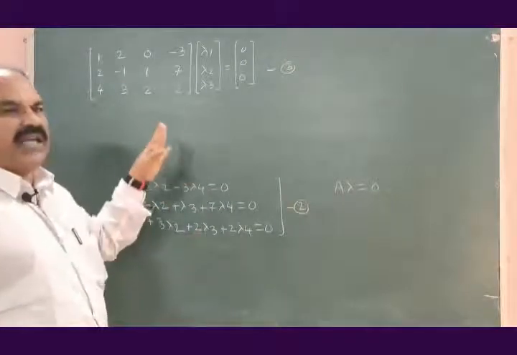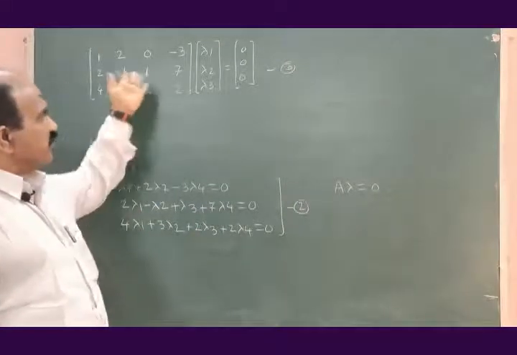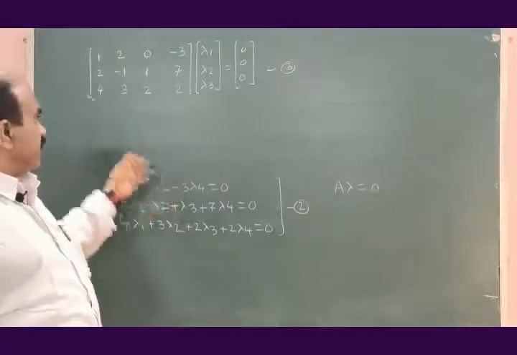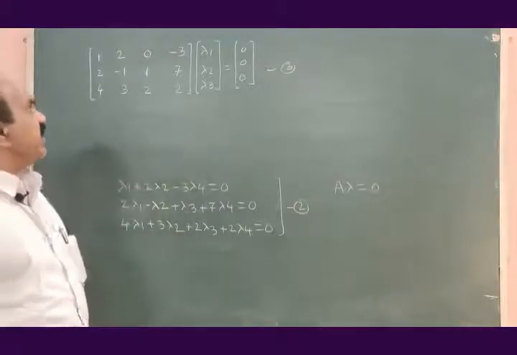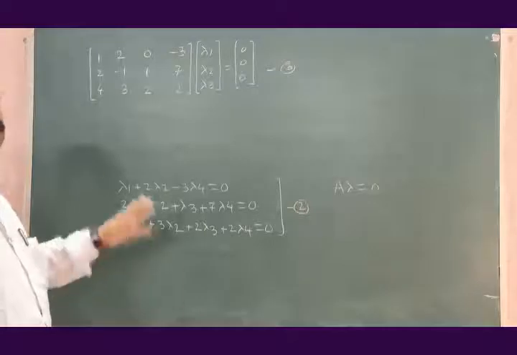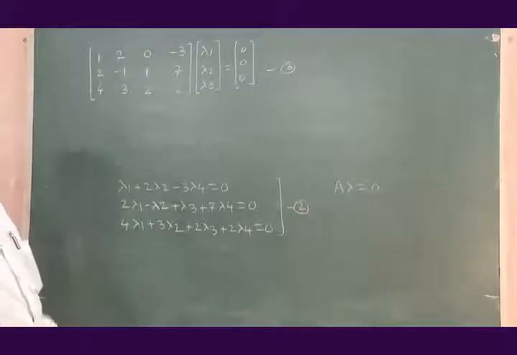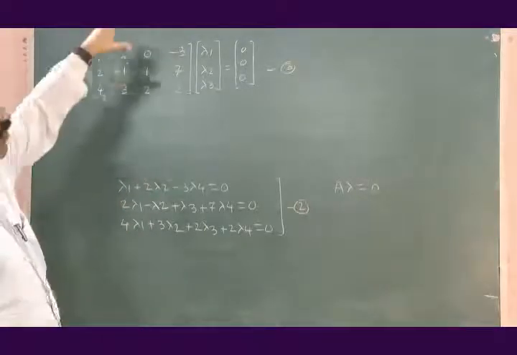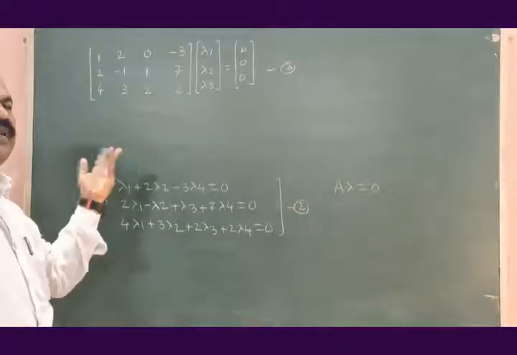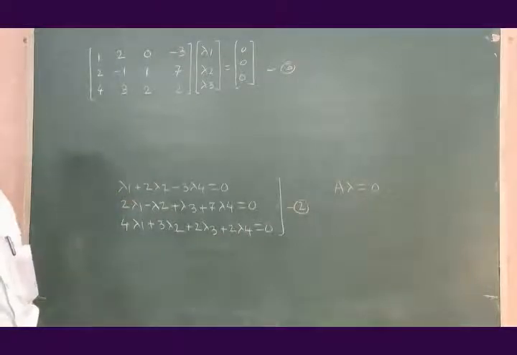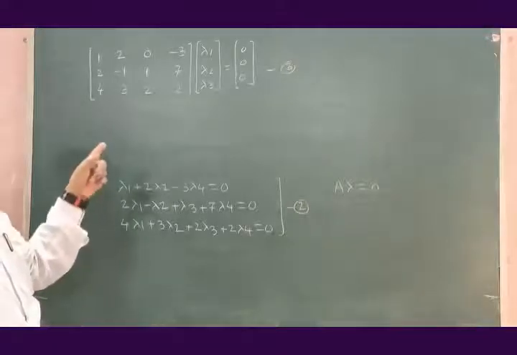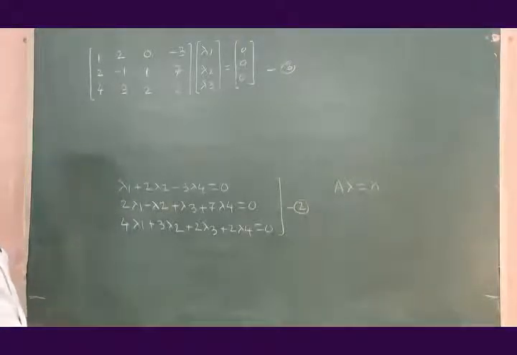Let us apply linear transformations to matrix A. Let us consider this as matrix A, which is a 3 by 4 matrix. 3 rows are there, 4 columns are there, so it will be a 3 by 4 matrix. Let us apply linear transformations to this 3 by 4 matrix.